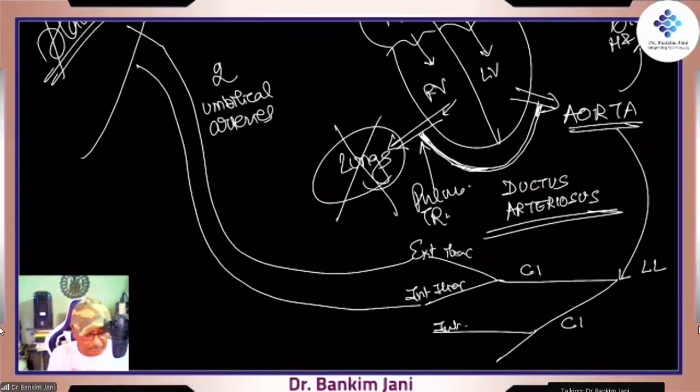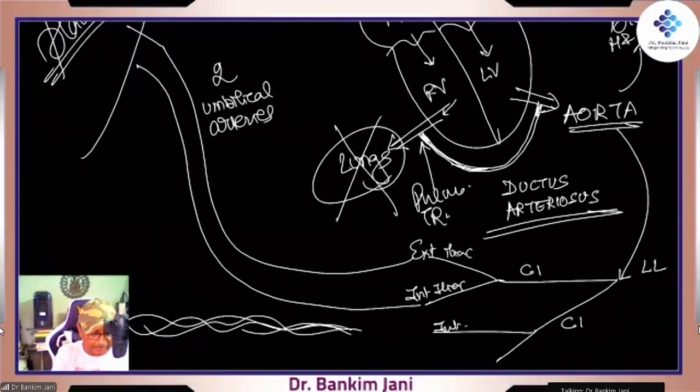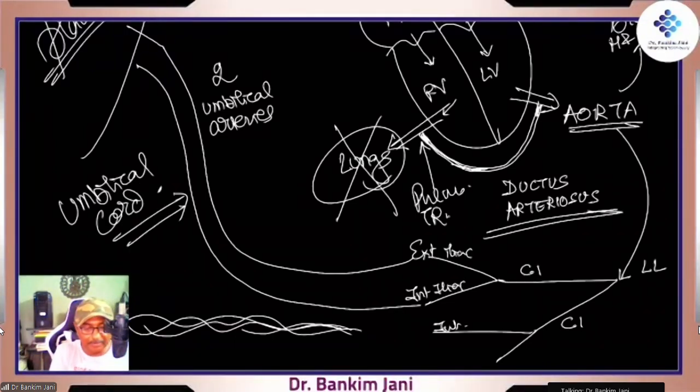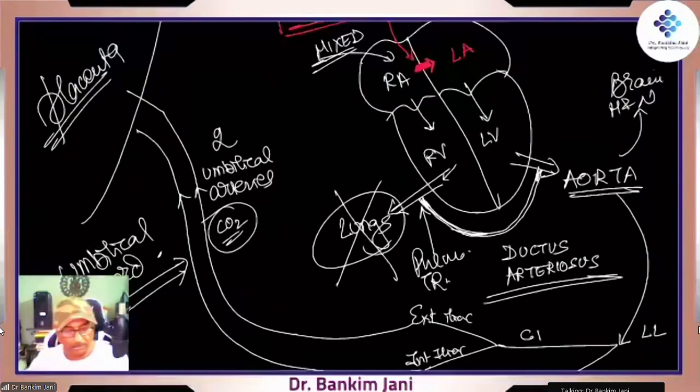So in the umbilical cord, it will be like this, winding around. In the umbilical cord, we find two umbilical arteries, which are carrying the carbon dioxide from the placenta, and one umbilical vein, which will be carrying the oxygen from the mother, and the circulation keeps on going.